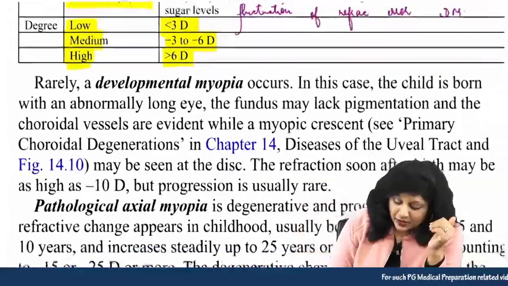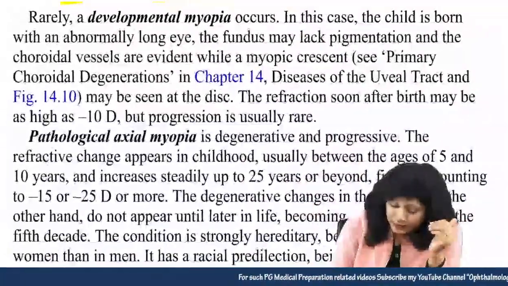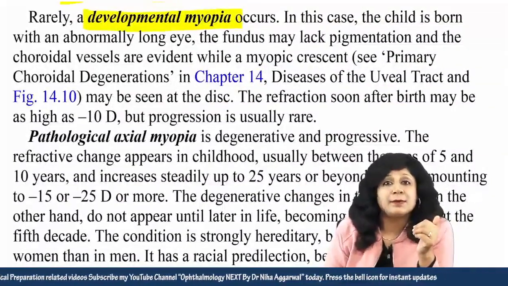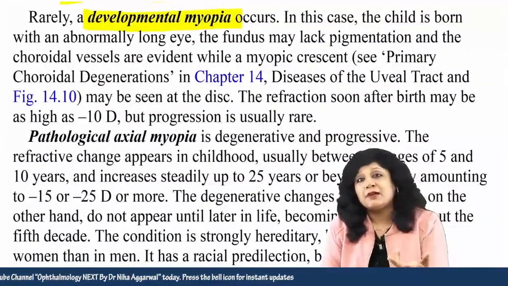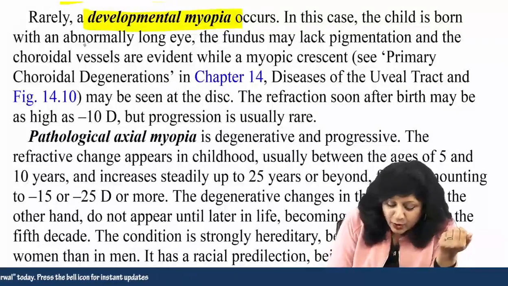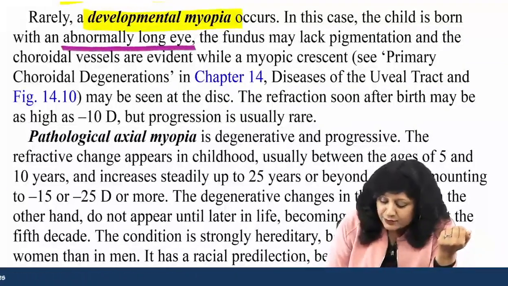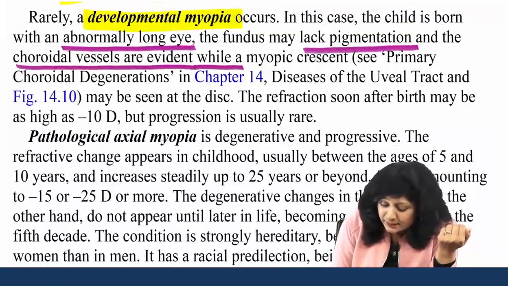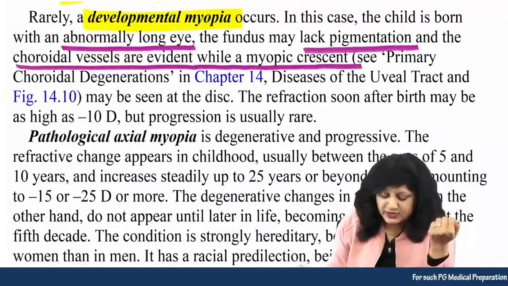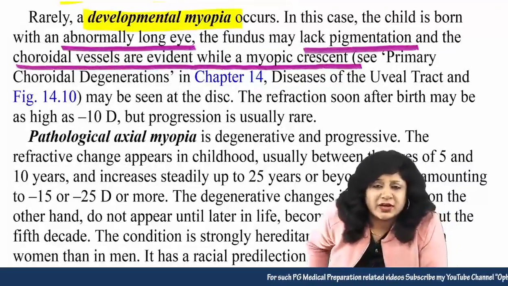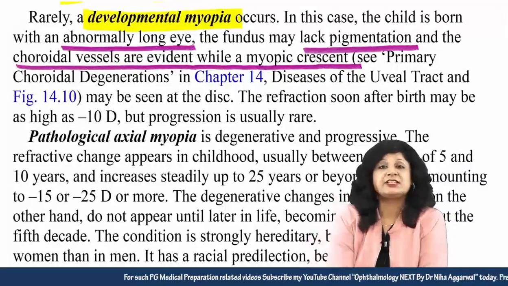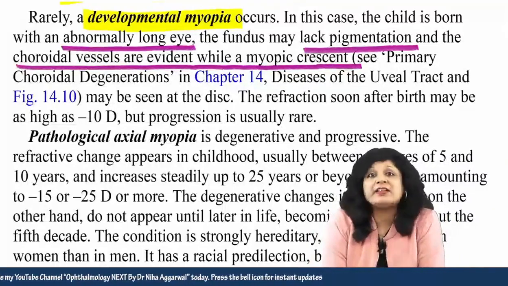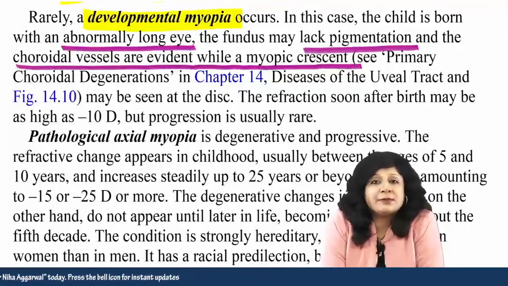Okay. Now rarely we also have one myopia that is called developmental myopia. Developmental myopia means there is a developmental malformation and the child is born with an abnormally long eye. Fundus may lack pigmentation, choroidal vessels are evident, while a myopic crescent is also seen. They have not defined much here, because they have discussed this in the topic of the uveal tract, but in order to complete the list, there is also one myopia called developmental myopia.